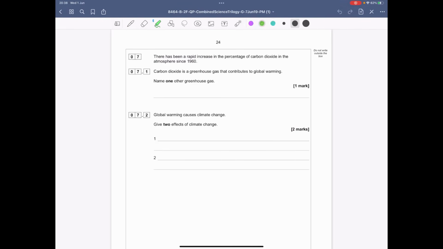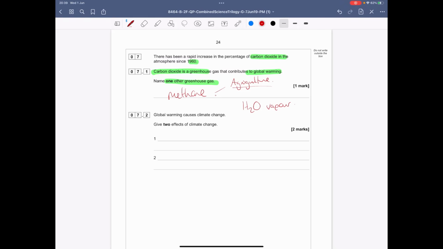Okay, so last question on this paper then. There has been a rapid increase in the percentage of carbon dioxide in the atmosphere since 1960. Carbon dioxide is a greenhouse gas that contributes to global warming. Name one other greenhouse gas. The other key one is methane. Methane comes from agriculture and it's a much stronger greenhouse gas than carbon dioxide. You can also say water vapour in the atmosphere absorbs heat as well.